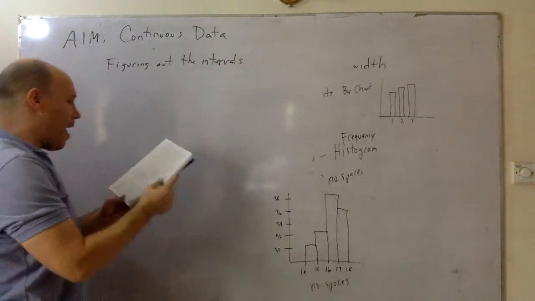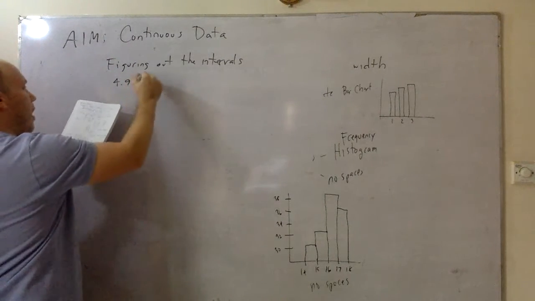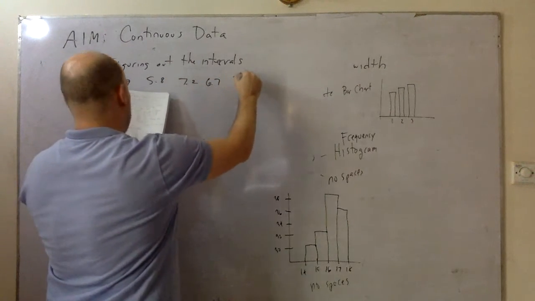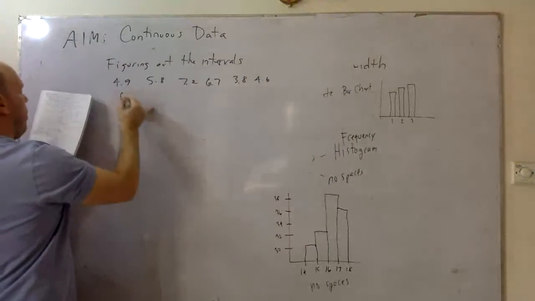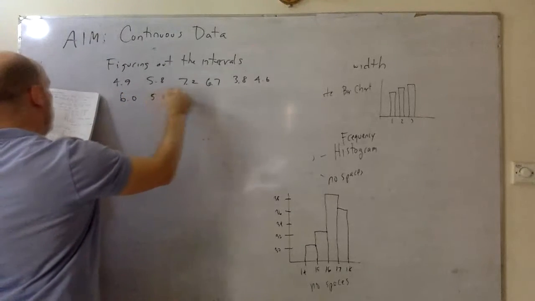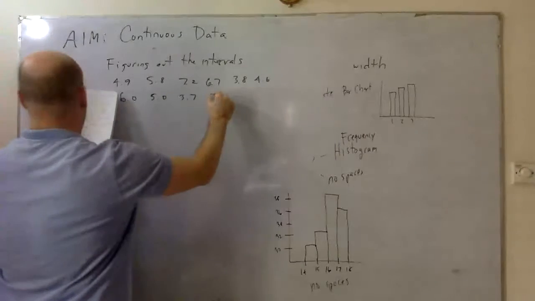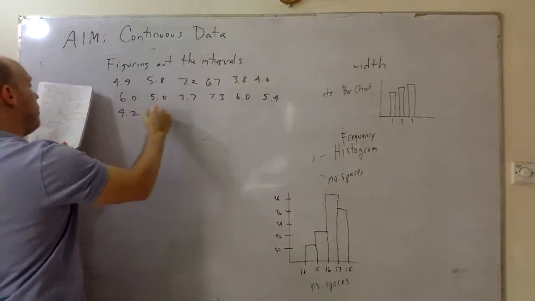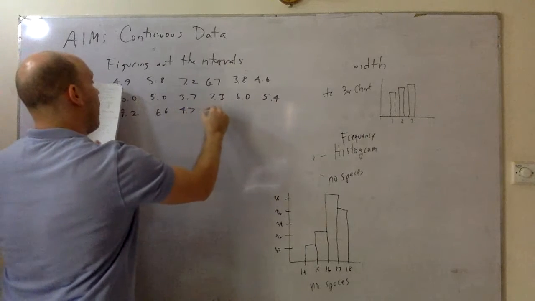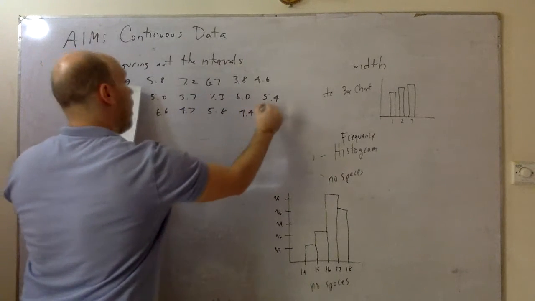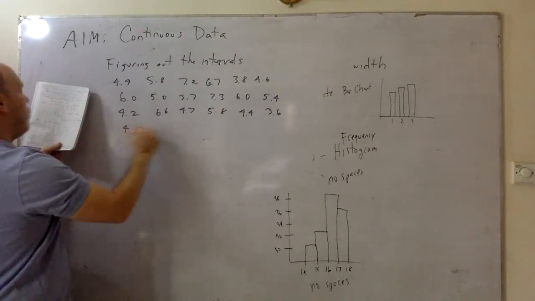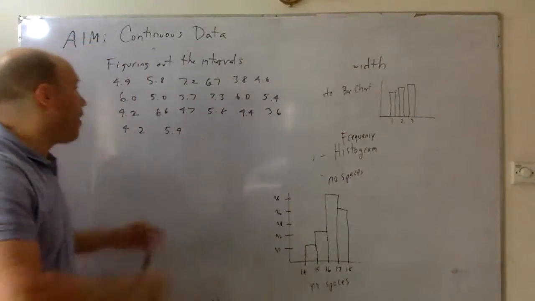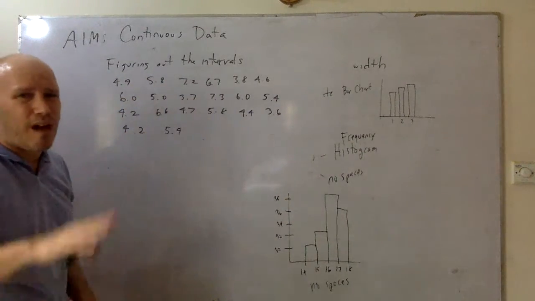So let's put some data on the board. We have 4.9, 5.8, 7.2, 6.7, 3.8, 4.6, 6.0, 5.0, 3.7, 7.3, 6.0, 5.4, 4.2, 6.6, 4.7, 5.8, 4.4, 3.6, 4.2, and 5.9. And the question is, how do I organize this data? How do I organize these numbers? Do I give them all individual numbers? Well, I'm not doing that.